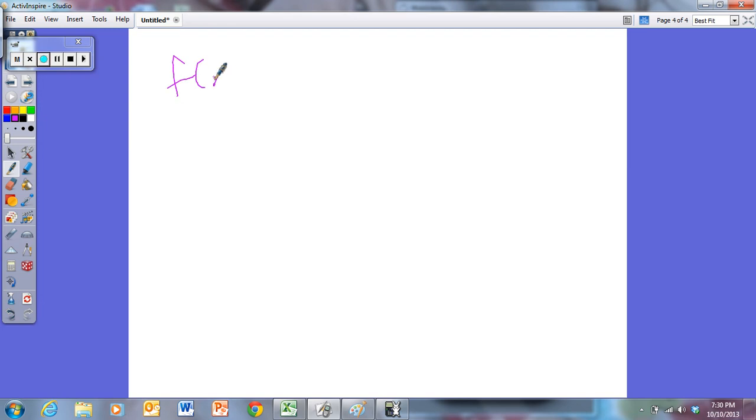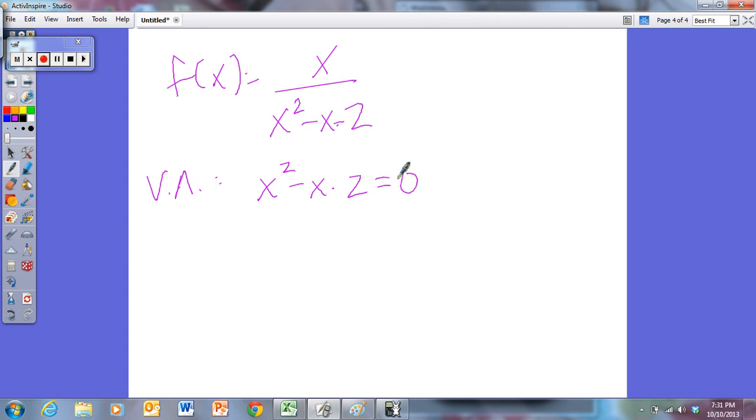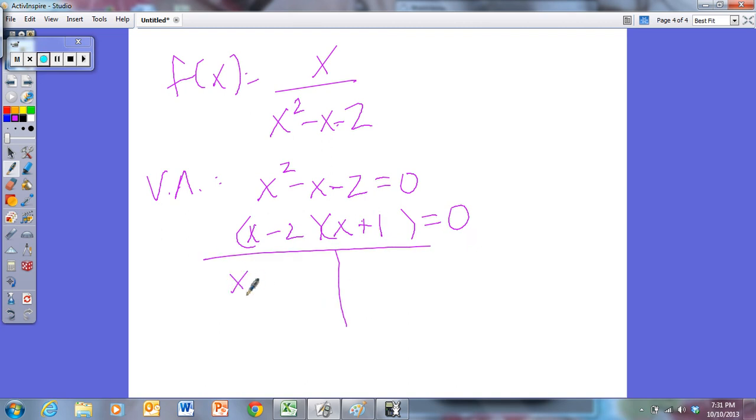F of x equals x over x squared minus x minus 2. First thing we're going to find are the vertical asymptotes. So we're going to set the denominator equal to 0. And this is an easy one to factor. So we go x minus 2, x plus 1. Draw your t. X equals 2. X equals -1. When we look at this graph, it should have a vertical asymptote at 2 and a vertical asymptote at -1. Let's talk about the horizontal asymptotes.